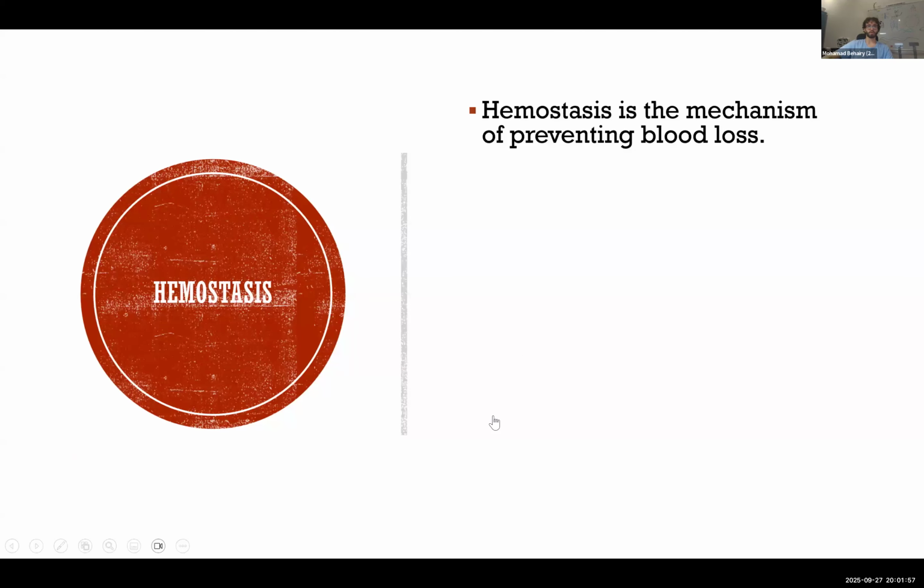As we said, hemostasis is basically the mechanism of trying to stop losing blood. Vascular spasm is the same as vascular constriction, right? 100%. Because when a blood vessel ruptures, when we have bleeding, we want to constrict the vessel to prevent blood from being lost, you know?